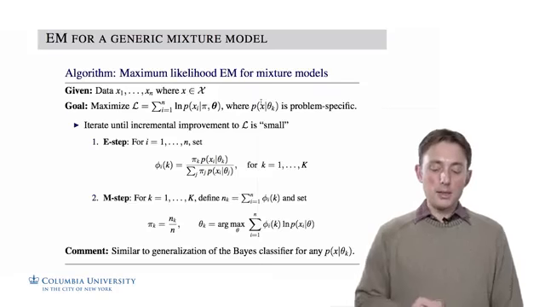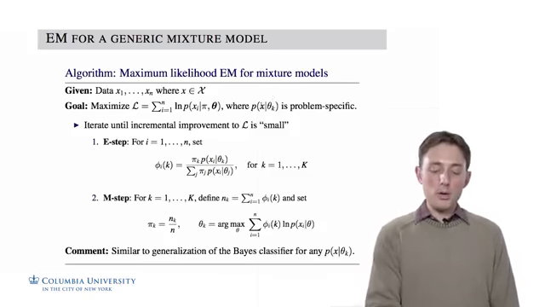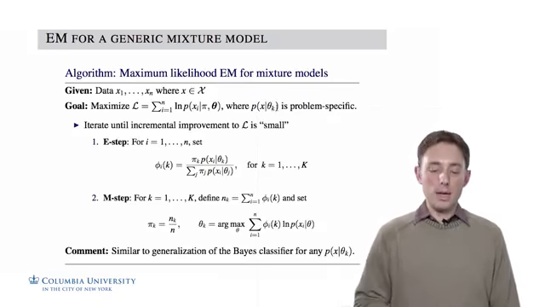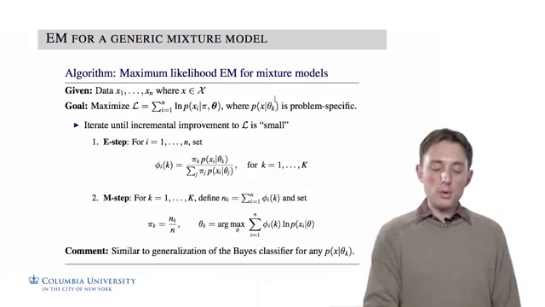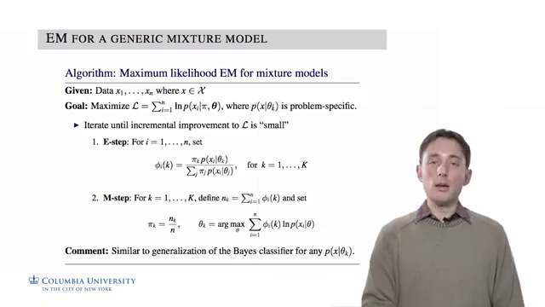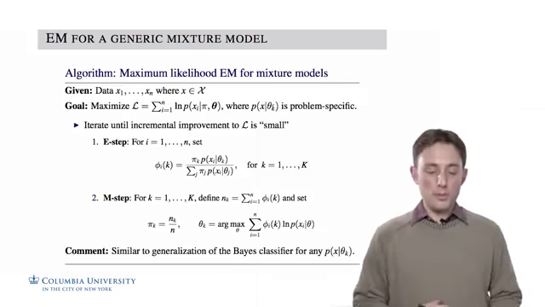And this cluster-specific likelihood of x given the kth cluster is going to be generic. With the Gaussian mixture model, this was a multivariate Gaussian, and theta k was the kth mean and the kth covariance for that Gaussian. Now this is any probability distribution, and theta k is a set of parameters for that distribution.